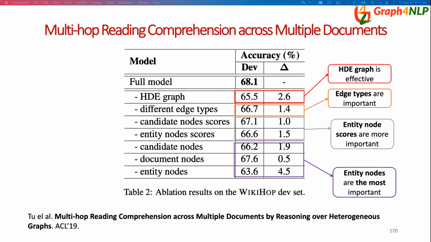We can see the graph is very effective. When we remove the graph, we see a very significant drop. Also the edge types are very important, and entity nodes are the most important. If you recall, the earlier work focused on entity nodes. So you can see that even though there's some improvement, because most of the information was already captured by the simpler graph, that one also achieved pretty good performance.